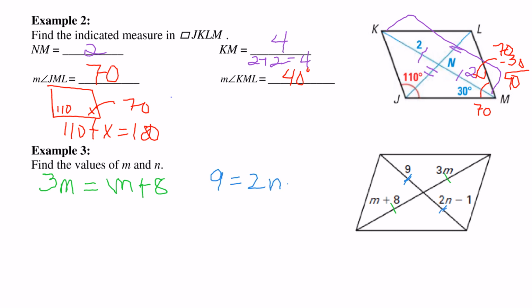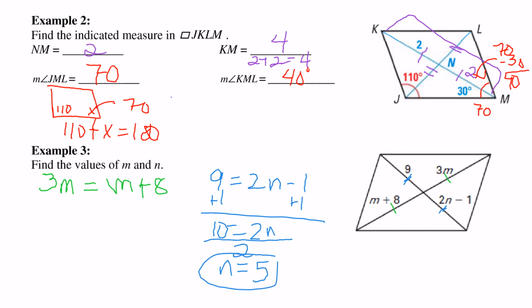If I'm already on the blue one, I'm just going to keep going on that one. So I'm going to add 1 to both sides. So I get 10 equals 2n. And then I need to divide everything by 2. So I get n equals 5. And now for my green one, I can subtract m from both sides, so 1m. So I get 2m equals 8. I divide both sides by 2, and I end up with m equals 4.